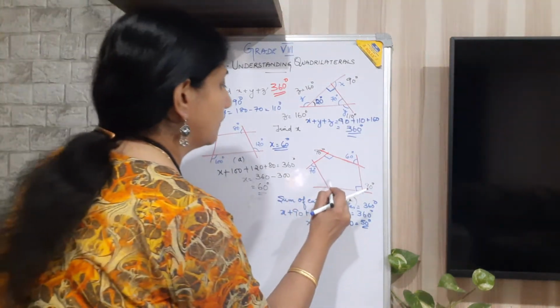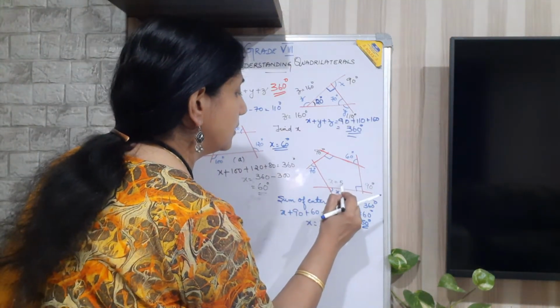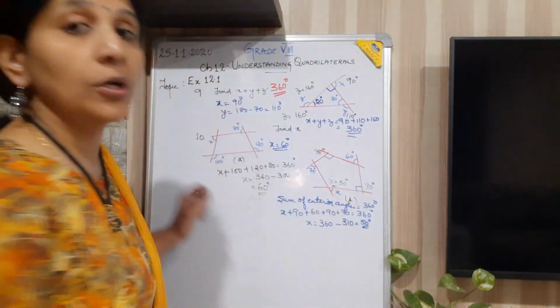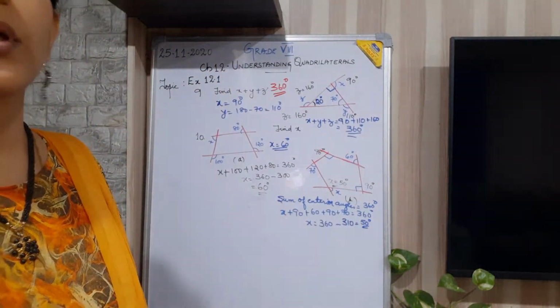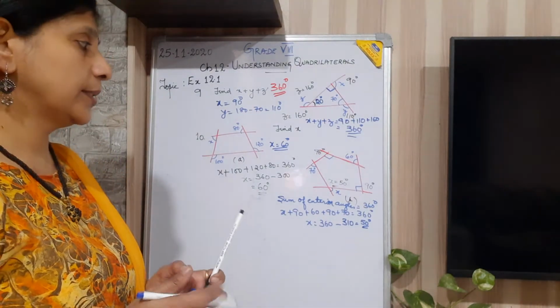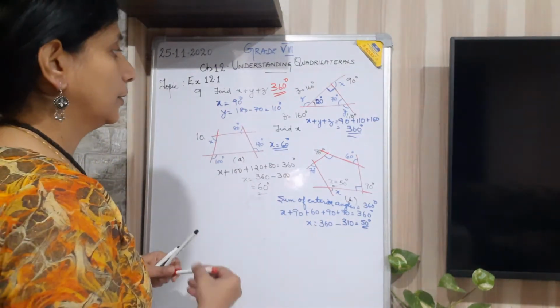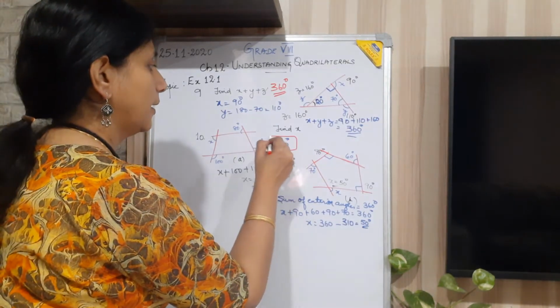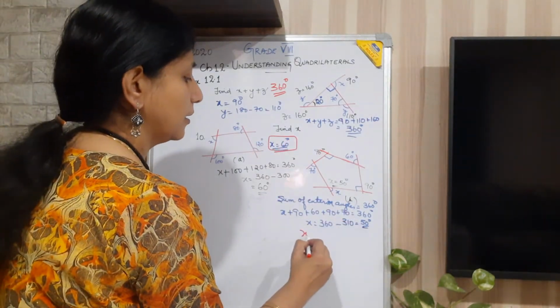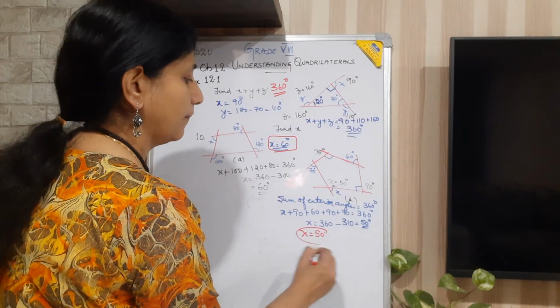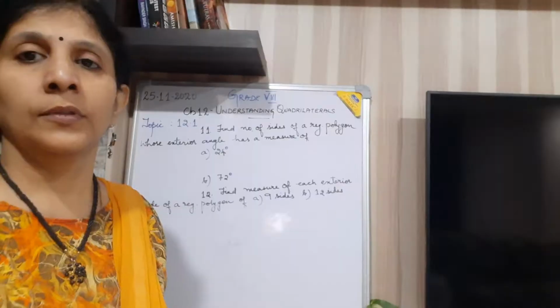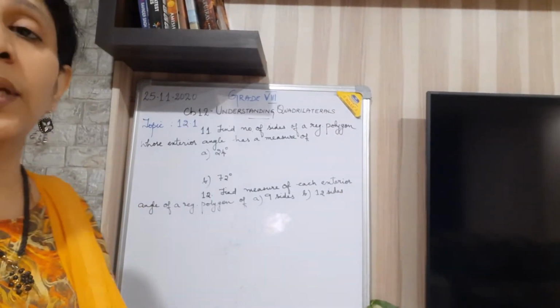So here the sum of all exterior angles, for any polygon, is 360 degree. So you got the answers for both. This is x is equal to 60 degree and this is x is equal to 50 degree. Okay students, so we are going for the 11th question.